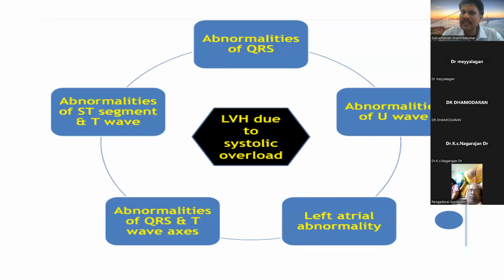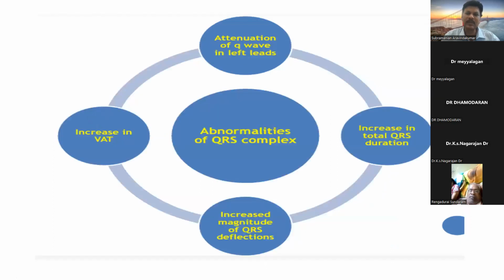So what are the abnormalities in a left ventricular hypertrophy ECG? There could be abnormality of the QRS complex, abnormality of the ST and T wave, and the axis can also become abnormal. Left atrial secondary dilatation can happen, and rarely U wave abnormality can be there. Predominantly, the left atrial P wave, QRS complex changes, ST-T changes will be there, and the axis can go wrong. We'll see one by one.